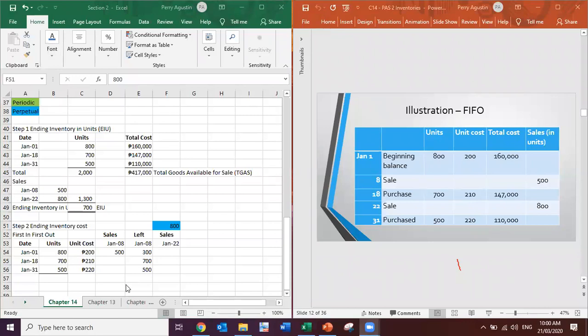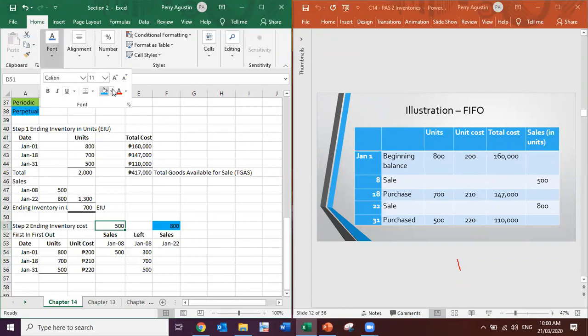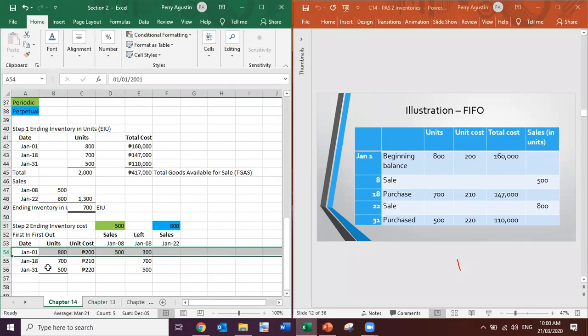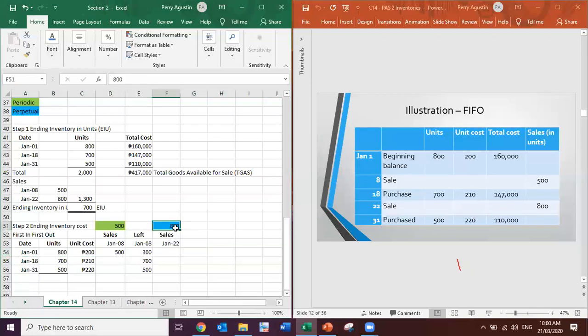Okay. So how many units were sold on January 22? We have sold 800. But again, this 800 must be first applied on January 1 inventory first. So saan una ma-apply muna yung 800? Dapat dun muna sa January 1 inventory. Did everyone get that? Raise your hands.